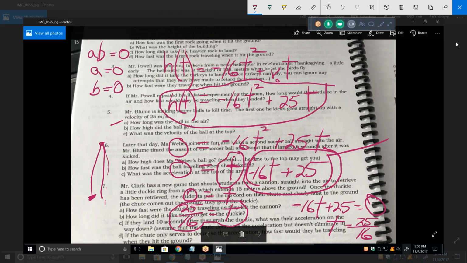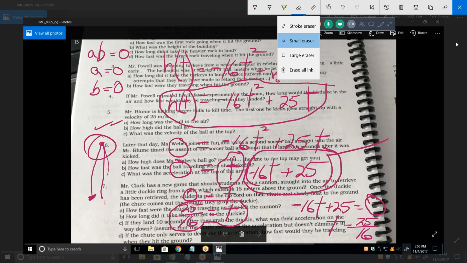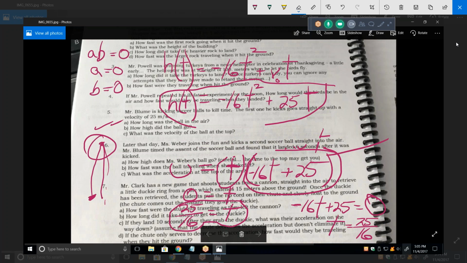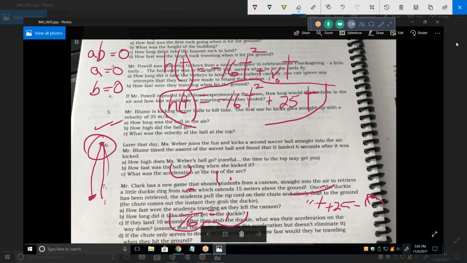So the question is how high did the ball go? Well, if we know the parabola, we can figure out where this vertex is. Let me erase some of this stuff so that I have room to write. 25/16 is the key number. That's the number of seconds it takes for the ball to come back down.